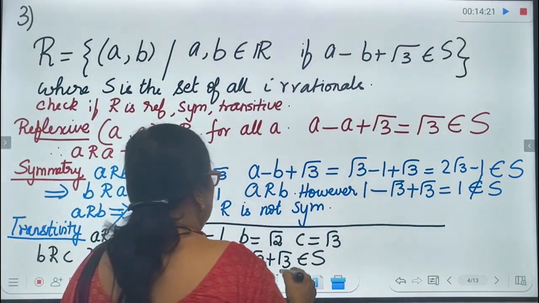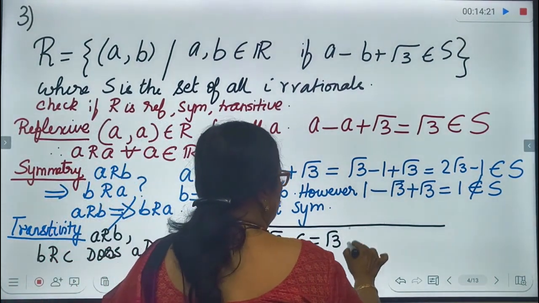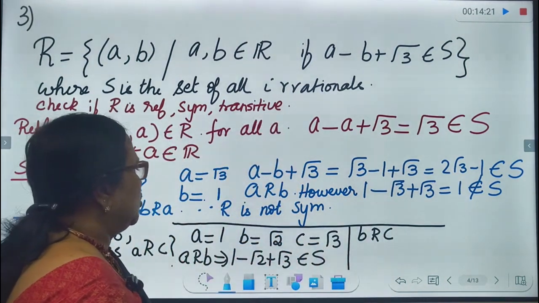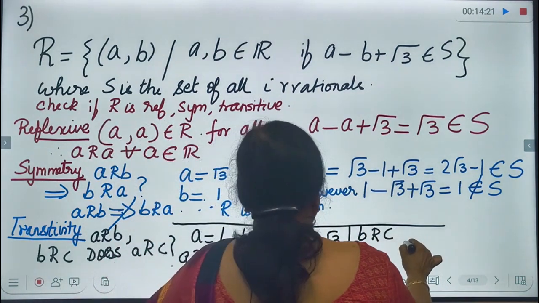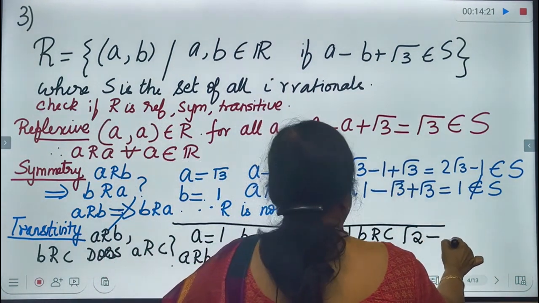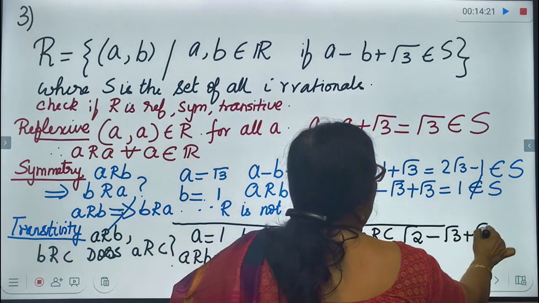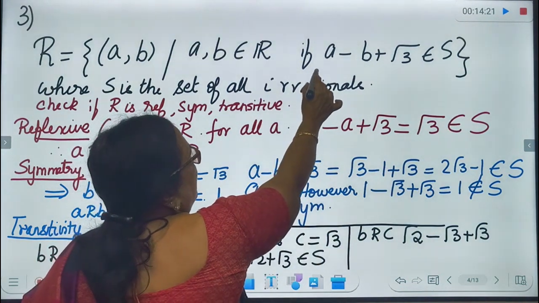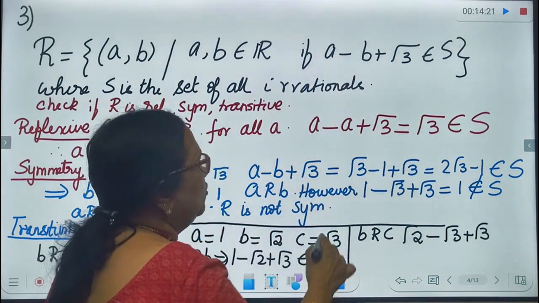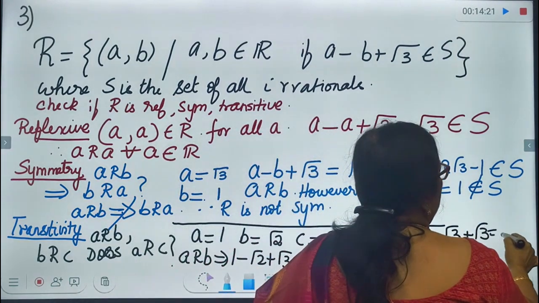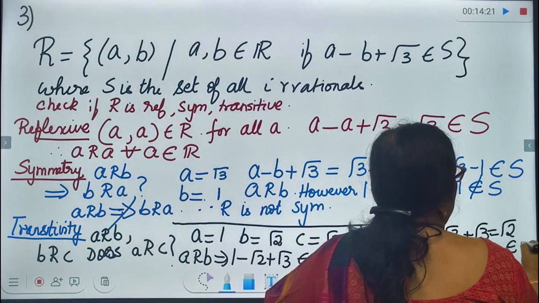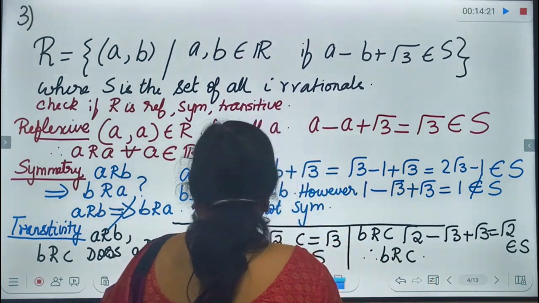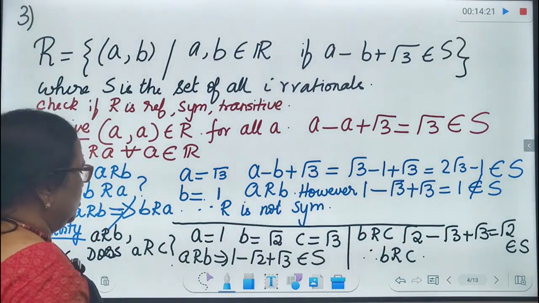What about B related to C? If I take B related to C, then what happens? Root 2 minus root 3 plus root 3. B is root 2, C is root 3. Replace this by B, this by C. So root 2 minus root 3 plus root 3 gives you root 2, which belongs to S. Therefore B is related to C. A is related to B and B is related to C.